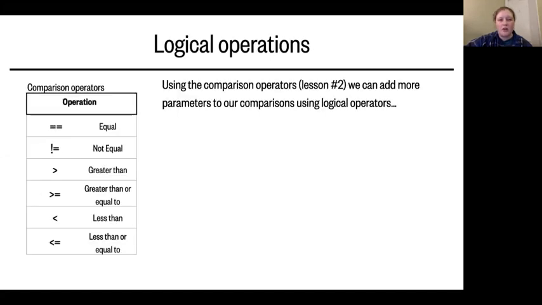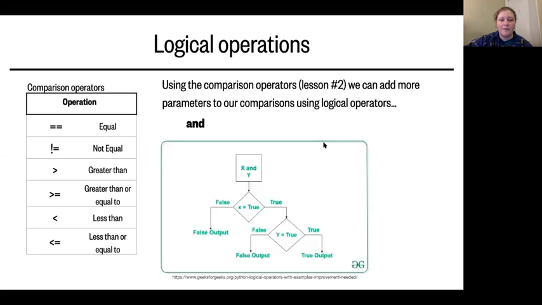So, if you remember a few videos back, we had the comparison operators, shown here, and we were using those to compare different values to each other. Using logical operators, we can actually add more parameters to our comparisons and get a little bit more fine detail in our comparisons. So, the first logical operator we're going to go over is the AND operator. This is basically saying that when two conditions are true, you get a true output. When either of those conditions are false, you get a false output.